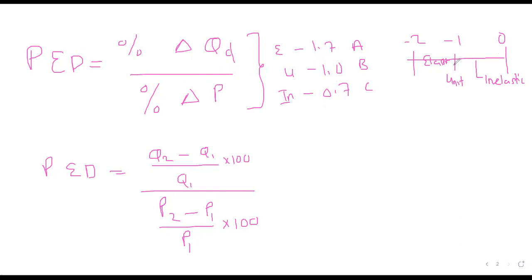Yes, I do for the graph. So now if you're using the formula, this is the formula we use: the second quantity minus the initial quantity over the initial times 100, divided by the second price minus the first price over the initial price times 100. So this is what we use for the calculations. This is when you're dealing with price elasticity of demand, sometimes called own price elasticity of demand.